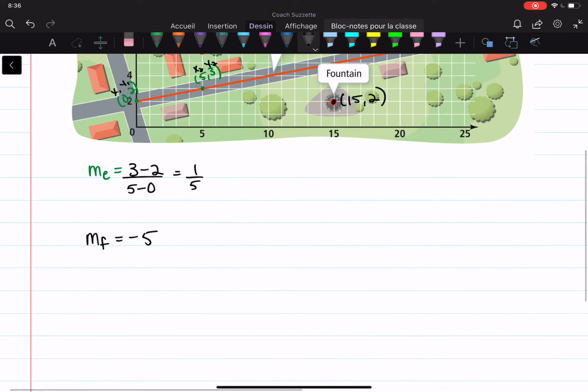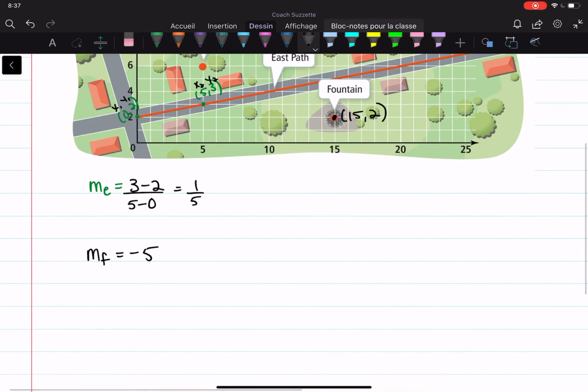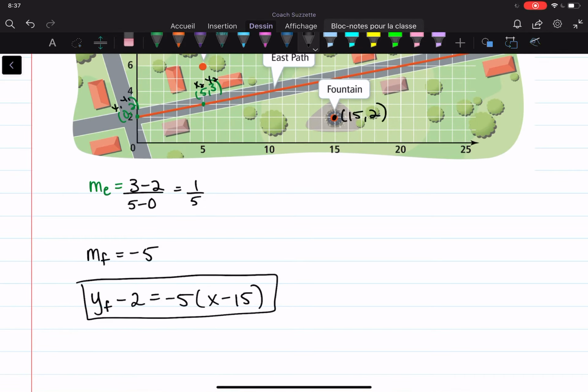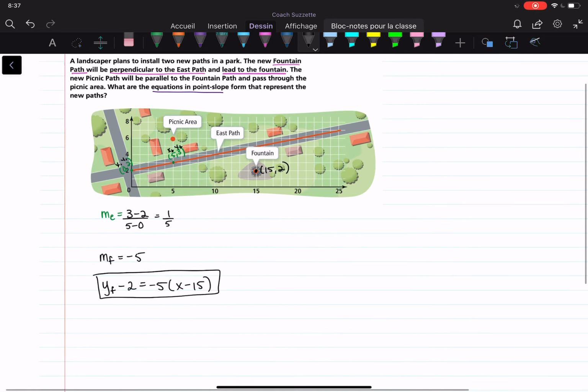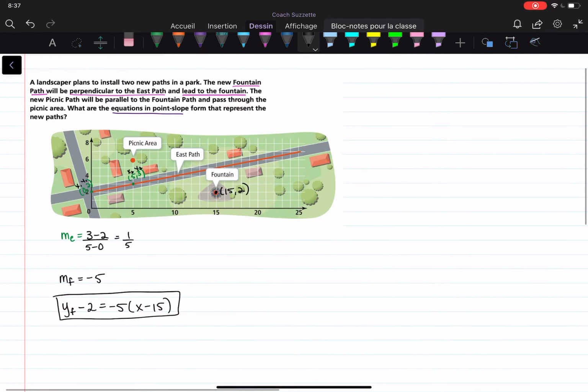So point slope form for the fountain path, maybe I'll say y sub f. Okay, so that will be y minus, what's our y sub 1? That will be 2, is equal to our m times x minus our x sub 1. So here is the equation for the fountain path. Okay, what about the picnic path?